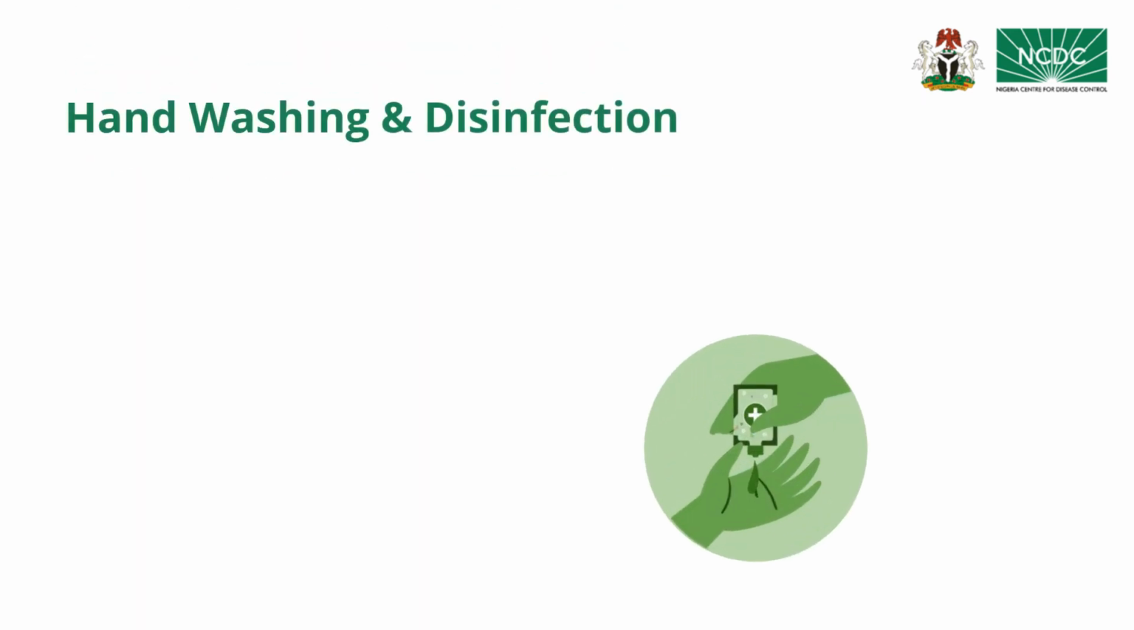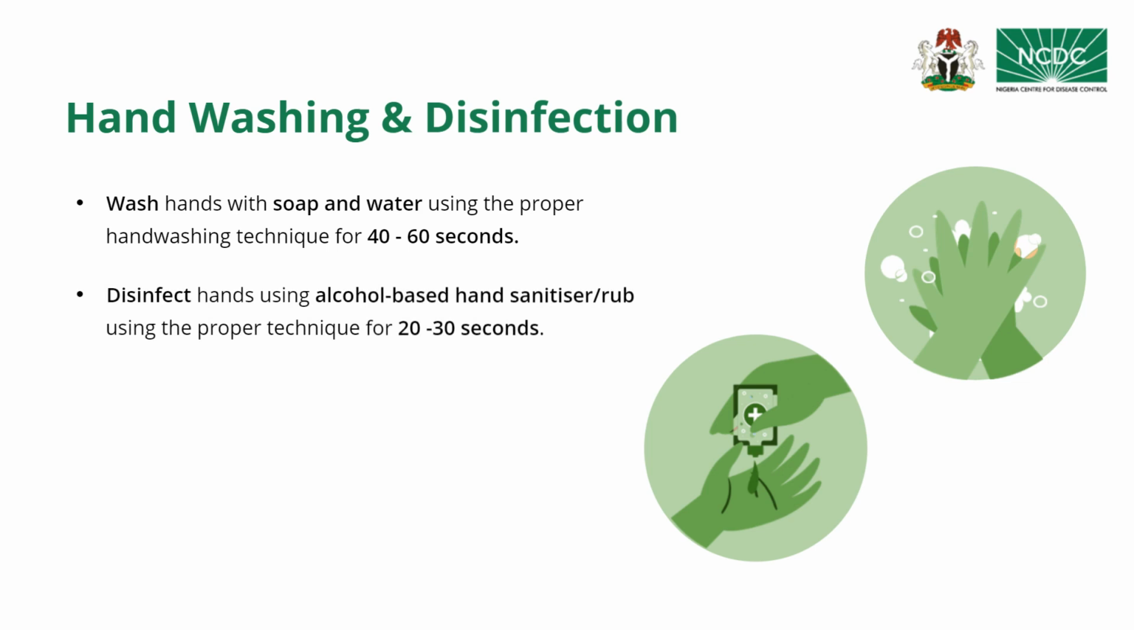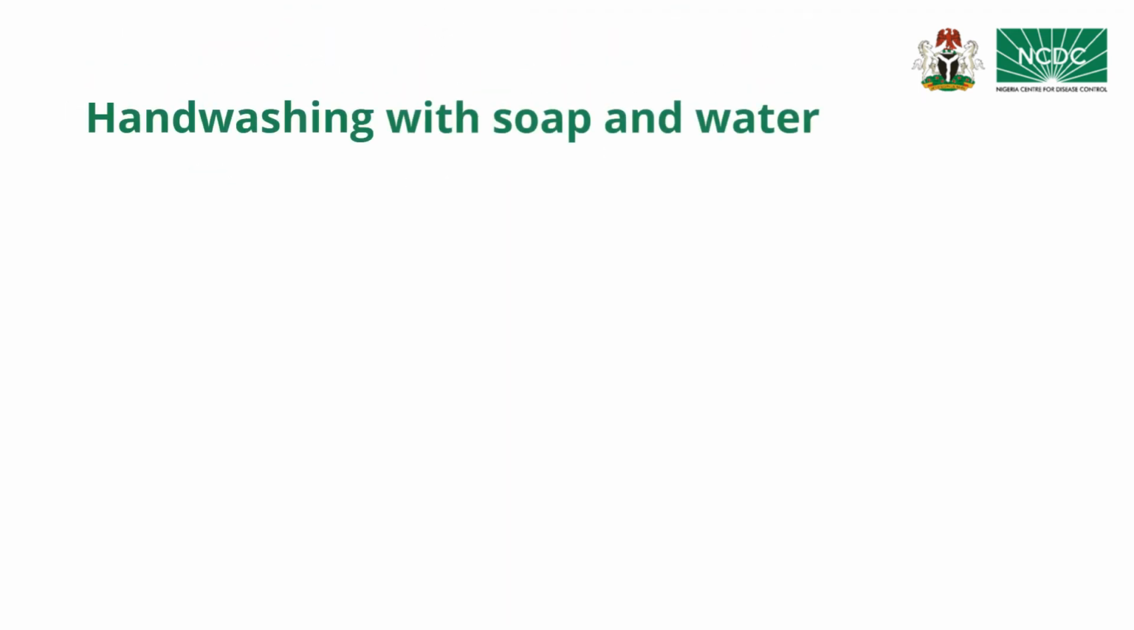As standard practice, it is important to wash your hands with soap and water using the proper hand washing technique for about 40 to 60 seconds. Hands can also be disinfected using alcohol-based hand sanitizer or rub with the proper technique for about 20 to 30 seconds. Ensure to remove all jewelry before washing hands. These steps should be taken when washing hands with soap and water.